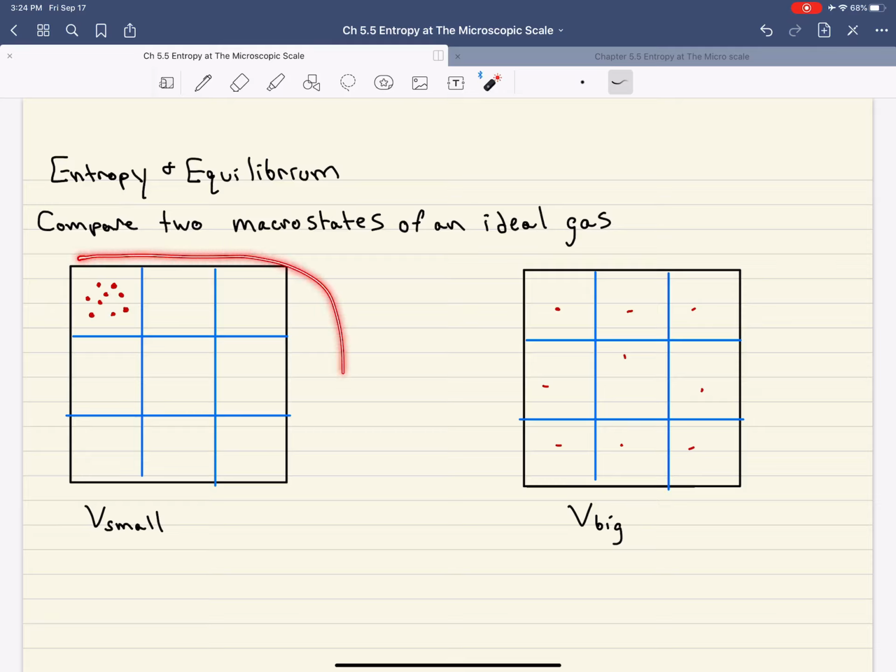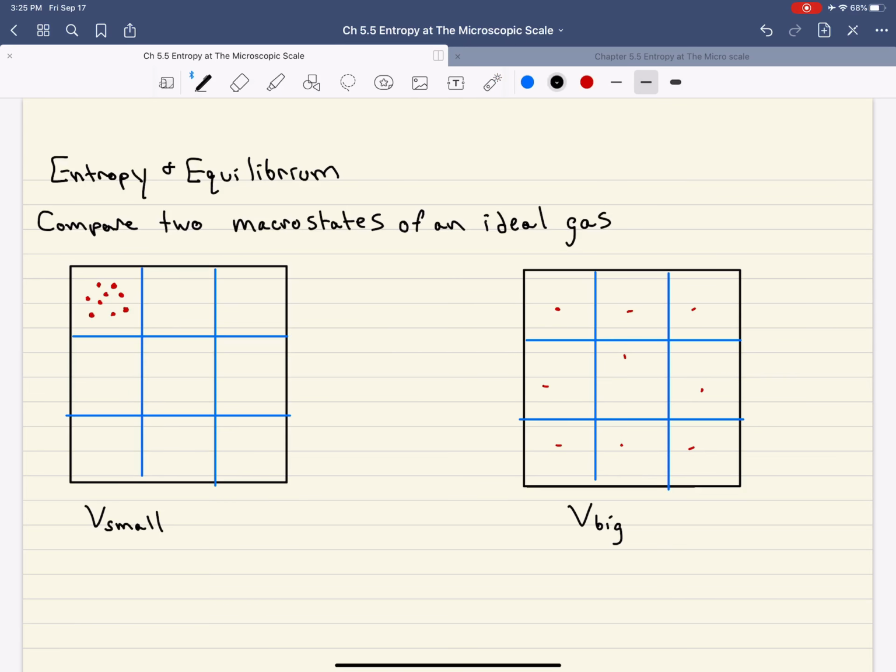In the macrostate on the left here, let's imagine that all our molecules are at the same spot in the system. With an ideal gas, particles can overlap one another, so let's imagine the case where they're all exactly at the same coordinate. We'll then compare that to the case where our molecules are spread out over the entire volume of the system. On the left, the molecules only take up a small volume. On the right, the molecules take up a big volume.